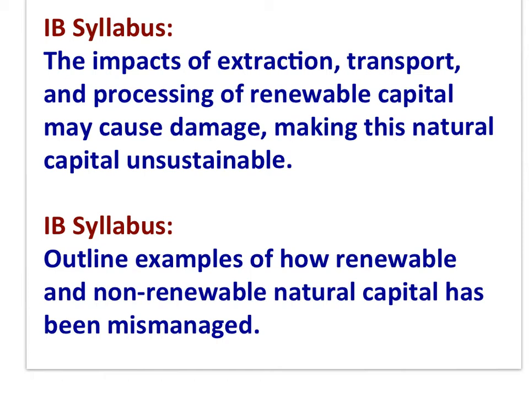So with that, here are the last IB syllabus statements of this movie. The impacts of extraction, transport, and processing of renewable capital may cause damage, making this natural capital unsustainable. Outline examples of how renewable and non-renewable natural capital has been mismanaged.